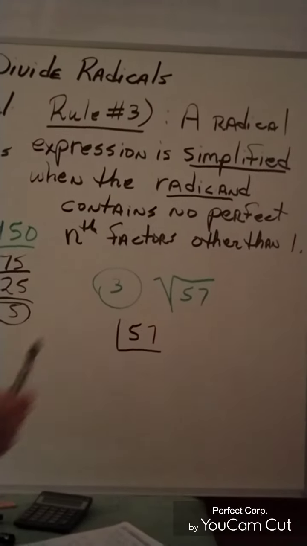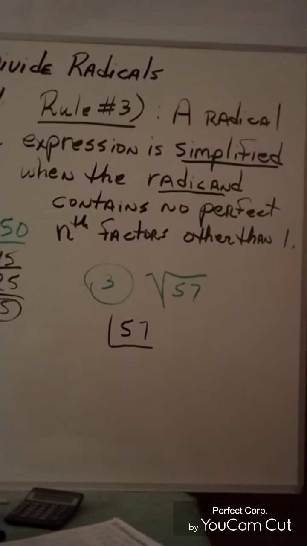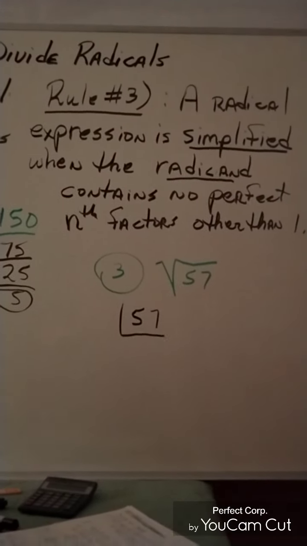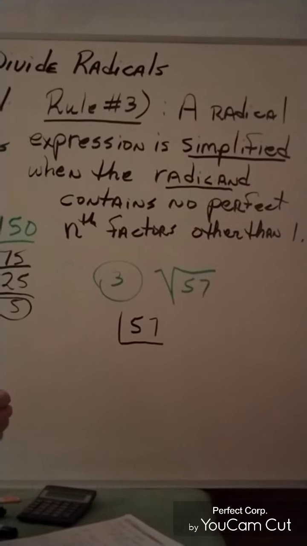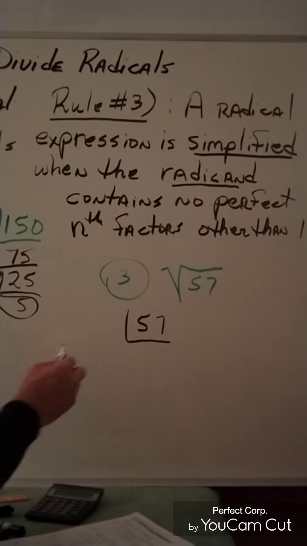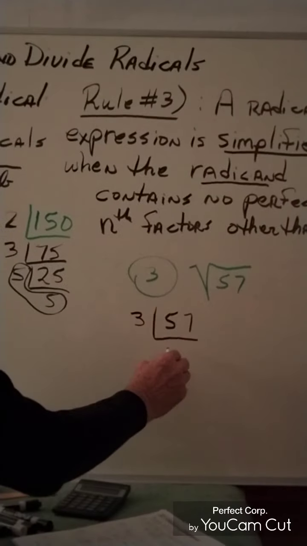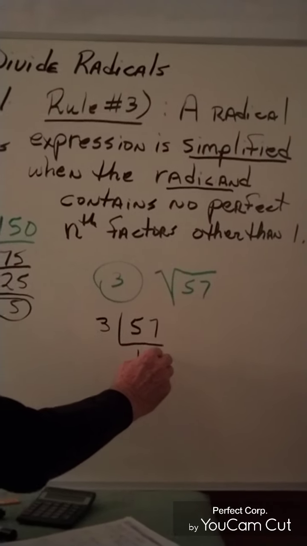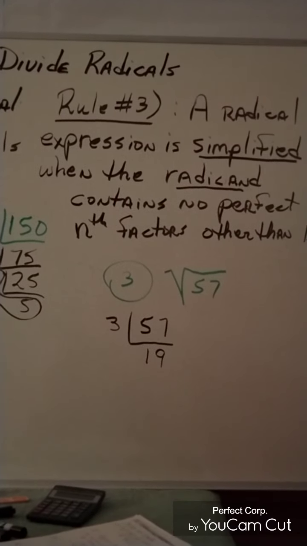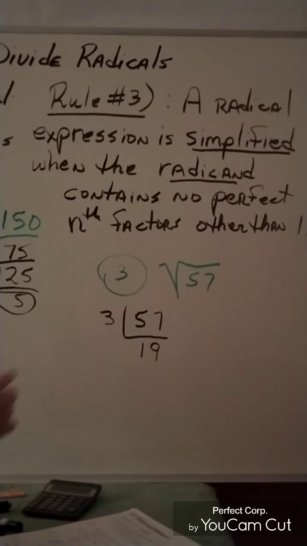The radical of 57. Let's see what develops when we prime factor. We can't do a 2. We go to 3. 5 plus 7 is 12. 3 works. 3 will go into 57 19 times. 19 is prime, just like 3 is, because you can't bust down 19 any further.